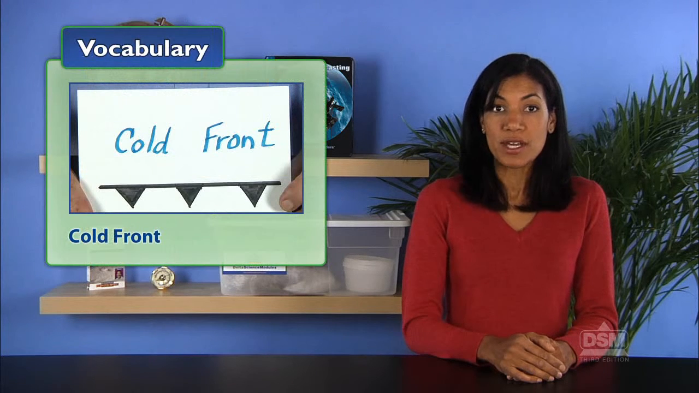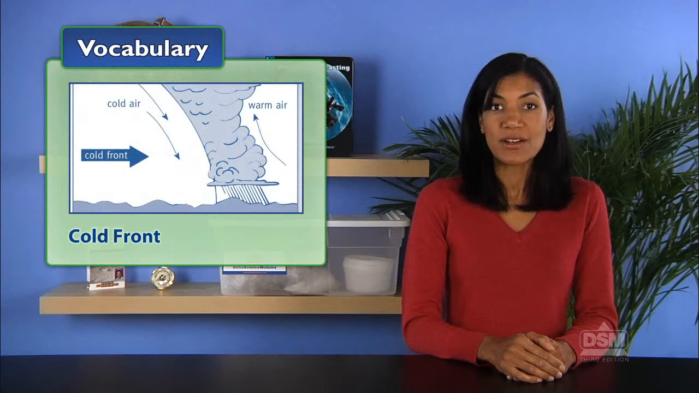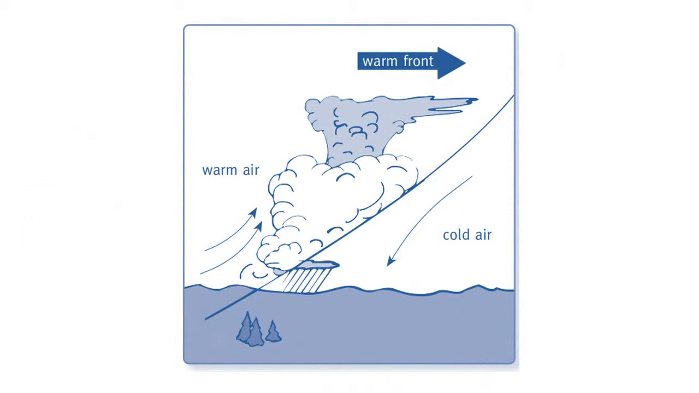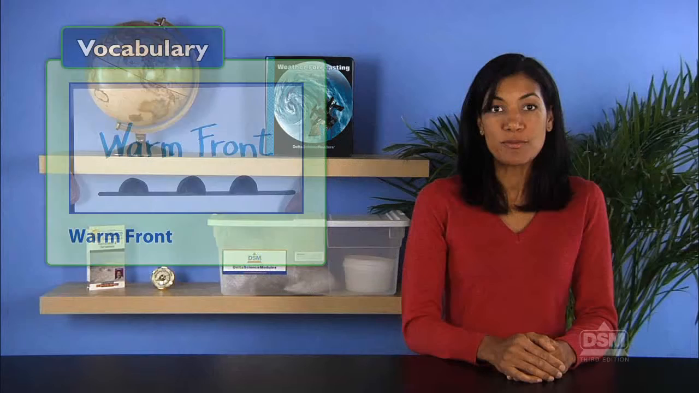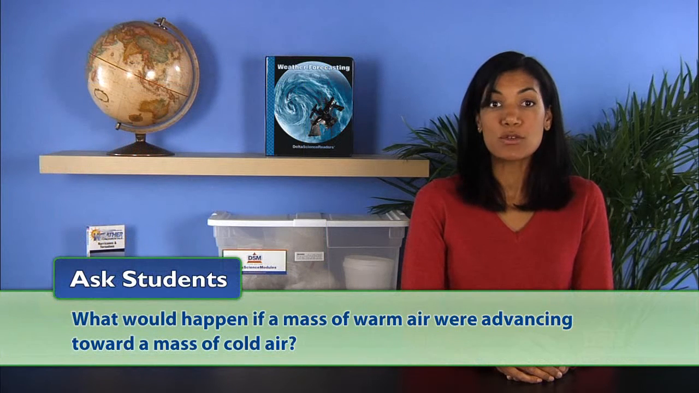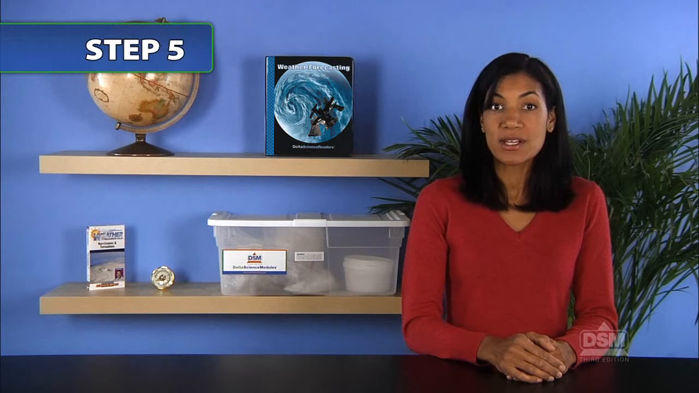Explain that a cold front forms as a mass of cold air advances to displace a mass of warm air. Similarly, when a warm mass of air overtakes a cold mass of air, a warm front is formed. Ask students what would happen if a mass of warm air were advancing toward a mass of cold air. Because warm air is less dense than cold air, it would rise up and ride over the cold air. Let students know that warm air contains more moisture than cold air.